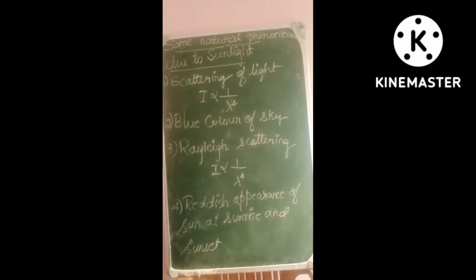This scattering of light, in case of Rayleigh scattering, is also one of the natural phenomena. In Rayleigh scattering, the intensity of the scattered light is inversely proportional to the fourth power of the wavelength. Coming to the blue color of the sky, why does the sky appear blue?